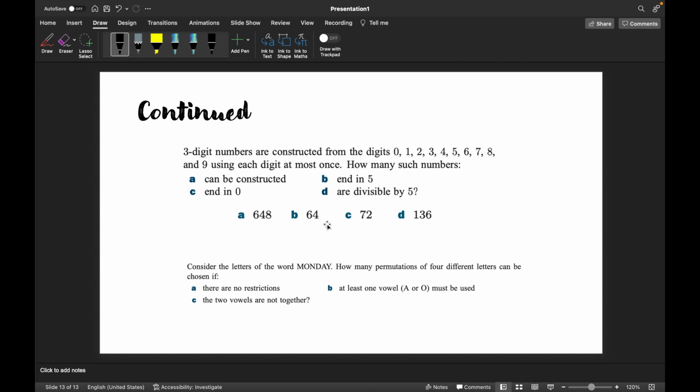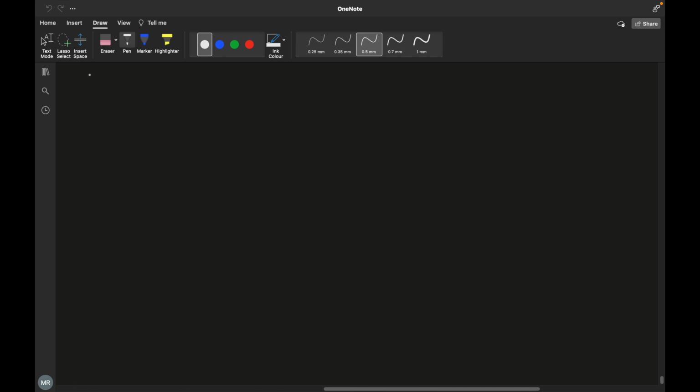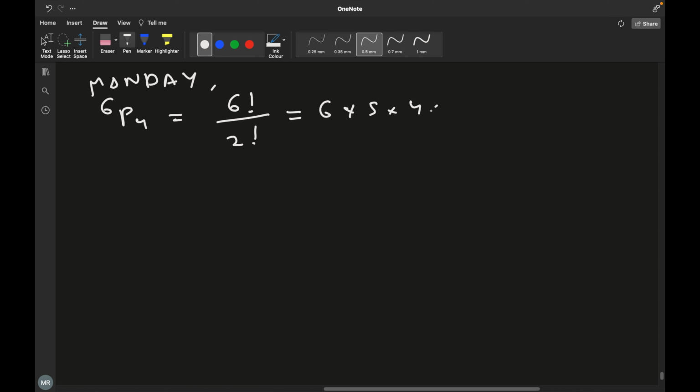And now consider the letters of the word Monday. How many permutations of 4 different letters can be made if there are no restrictions? We have the word Monday, and we are selecting 4 from the available 6 letters. It's gonna be 6P4, which is 6 factorial divided by 2 factorial. This will be 6 into 5 into 4 into 3, which is 360.